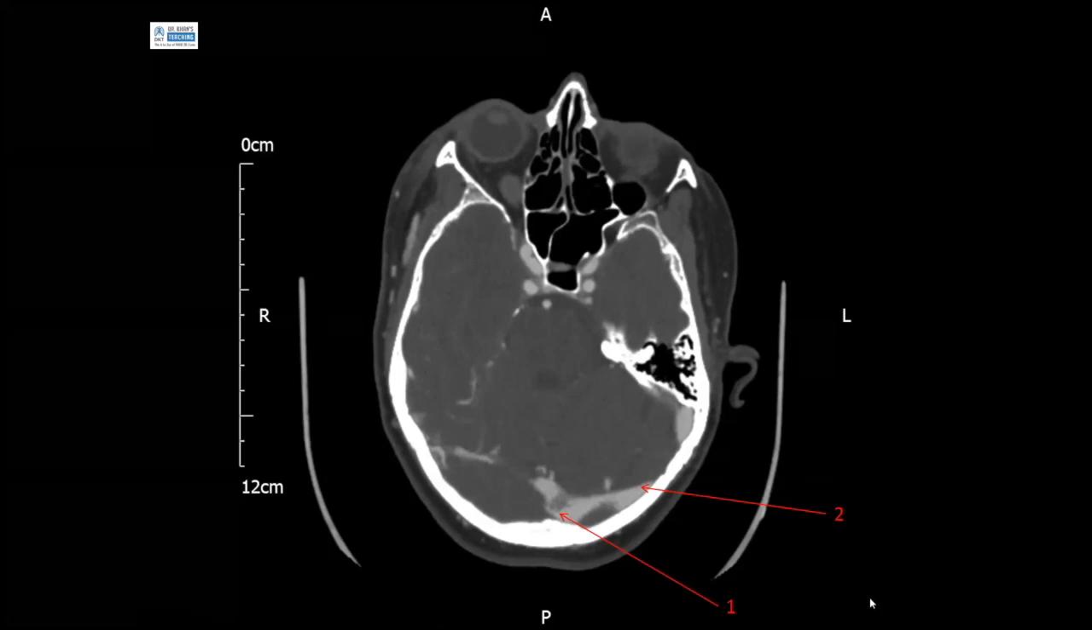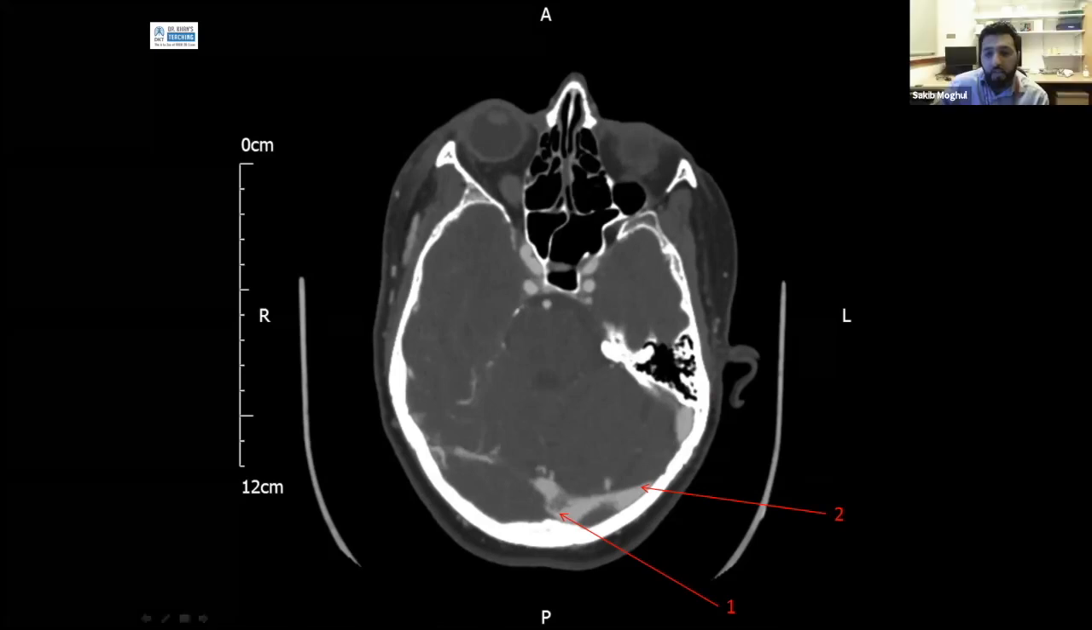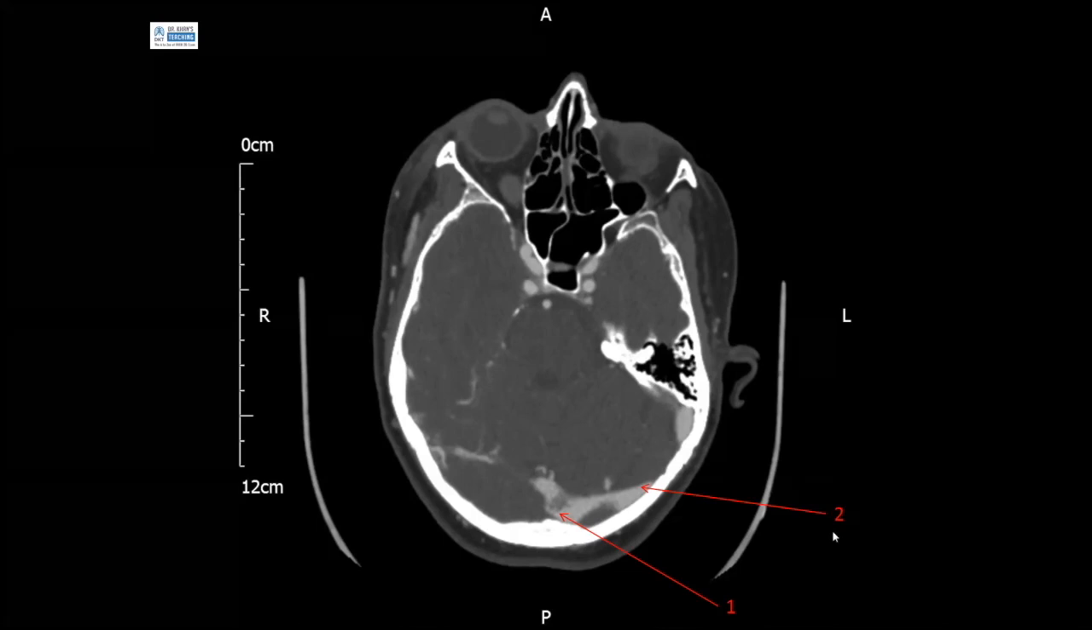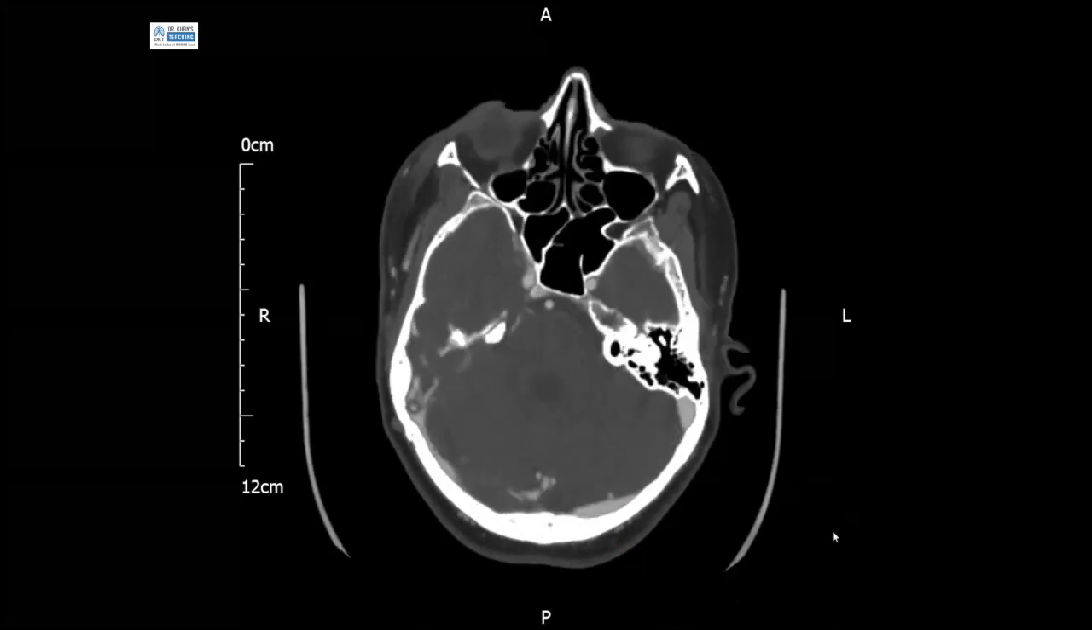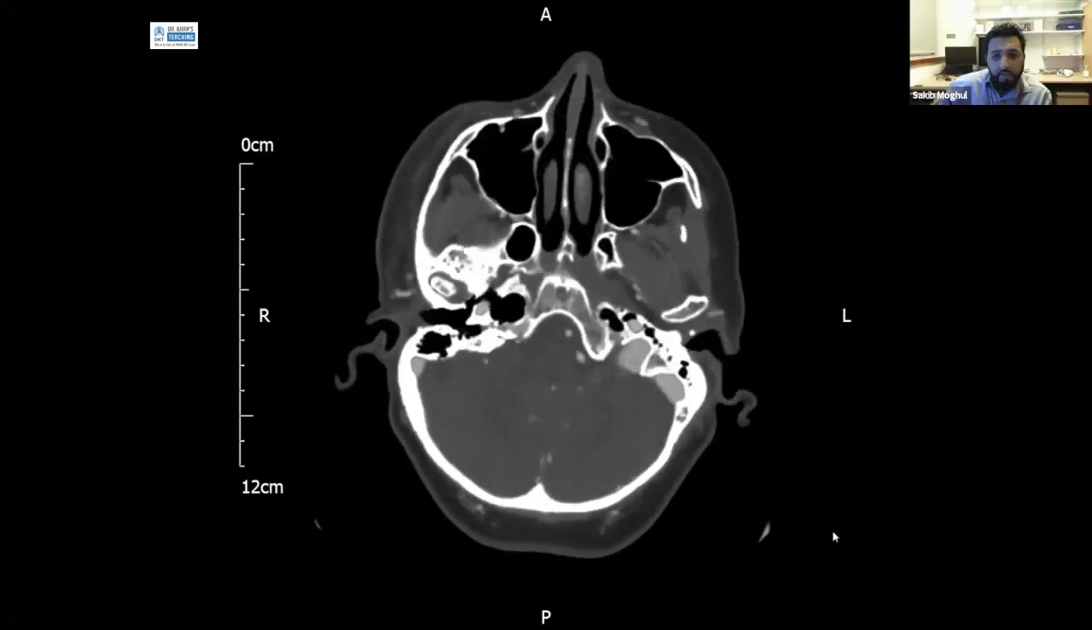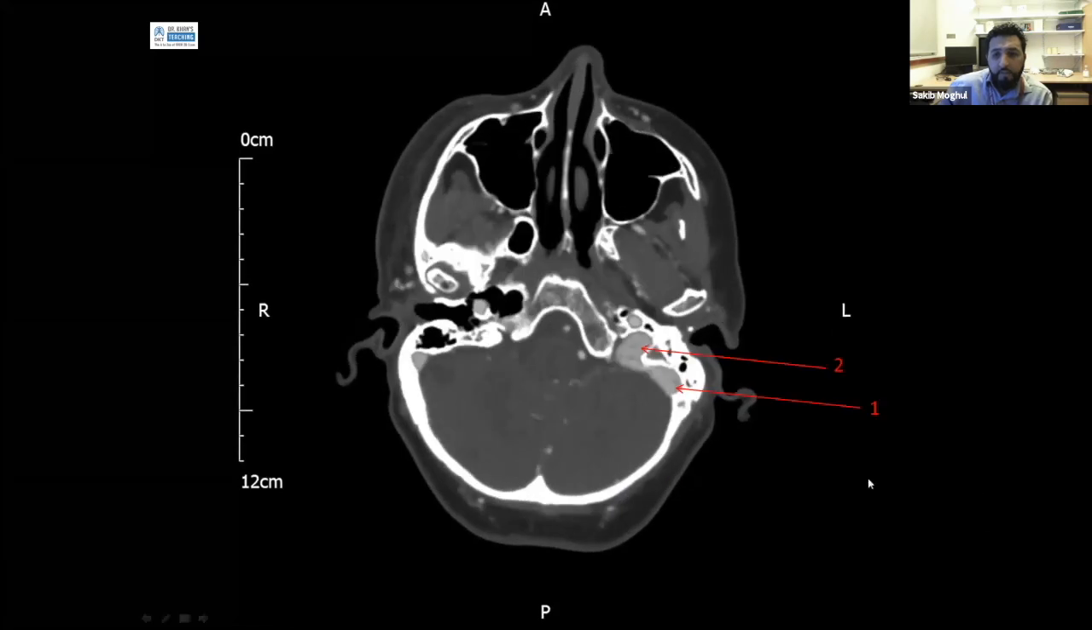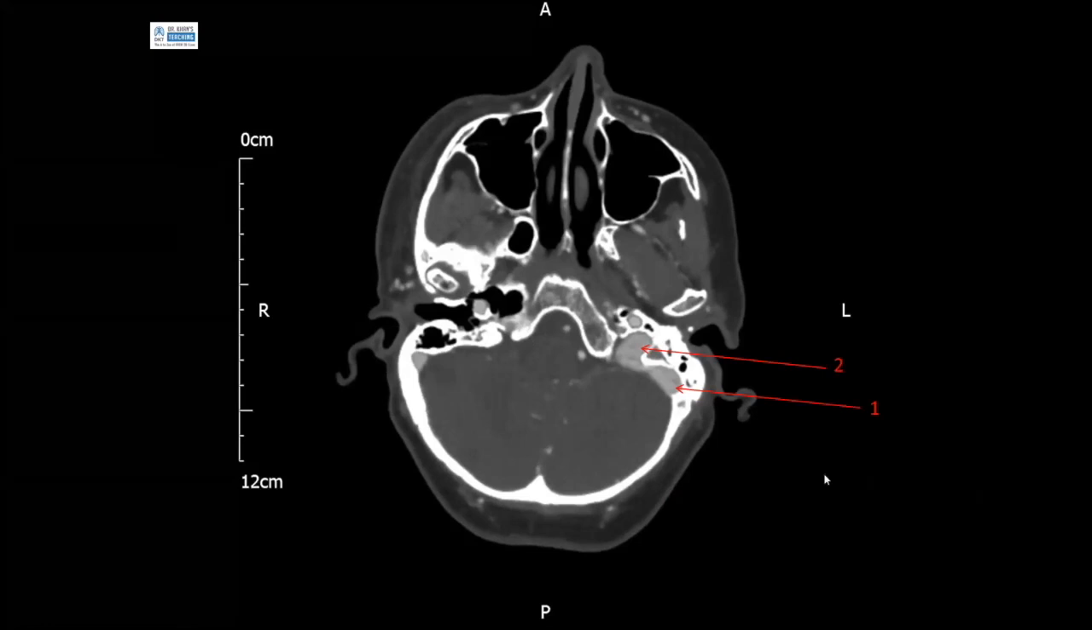Confluence, torcula, confluence of sinuses. And number 2. Left transverse. Perfect. Okay, as we're coming further south, if you can answer number 1 again. Sigmoid. Yes, perfect. And number 2.